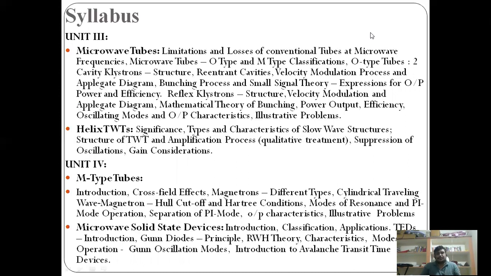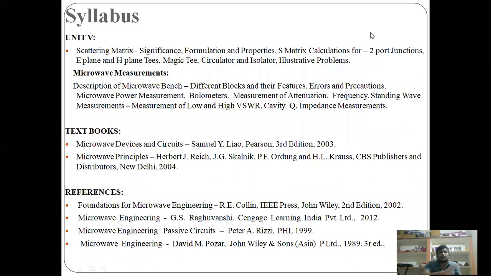Like BJT, MOSFET, JFET, and thyristors. Similarly, here we have the Gunn diode, avalanche transistor devices, RWH theory, and MESFET. As per our syllabus we don't have a MESFET, but similar to MOSFET, we have MESFET here. Similar to BJT, here also we have high frequency BJT. Similar to diode, here we have GaN diode. So we'll discuss solid-state devices for microwave.